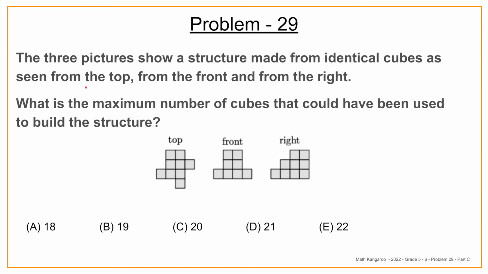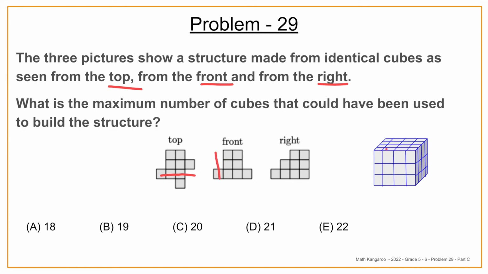Problem 29. The three pictures show a structure made from identical cubes as seen from the top, from the front, and from the right. What is the maximum number of cubes that could have been used to build the structure? These are our options. So by observing the picture, we can see that the entire shape is a cuboid with dimensions 4 units long and 3 units wide. The cuboid will look like this. So we see that this is 4 and the front shows that's 3. So this is the cuboid it will look like.